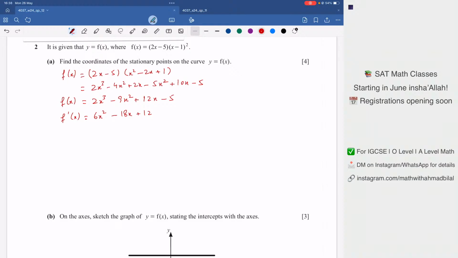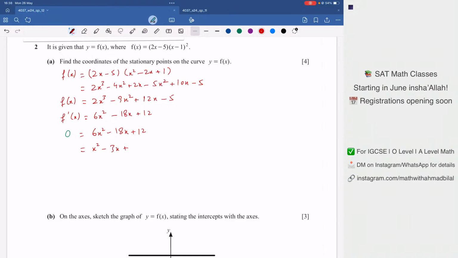You put this derivative equal to 0 now because you're looking for the stationary point. For the stationary point, you just put this equal to 0. And that gives you this equation. Let's solve this equation. It's a quadratic equation. We could first simplify it like this. Divide the whole thing by 6.